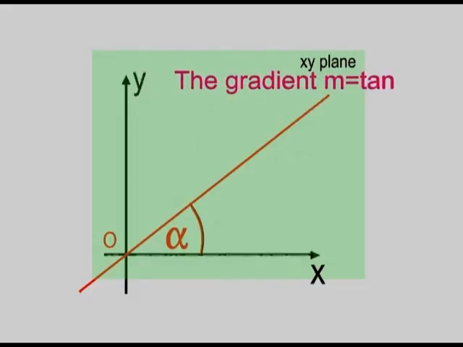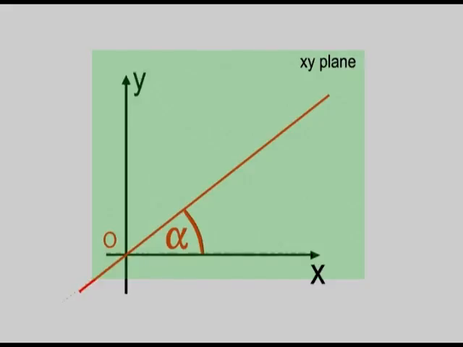The tangent of the angle alpha, that is tan alpha, is the gradient of the line and is given the letter symbol m. There is also the angle between the line and the y-axis. It is angle beta. Alpha and beta are the direction angles of the line. Their cosines are direction cosines, and cos squared alpha plus cos squared beta equals 1.